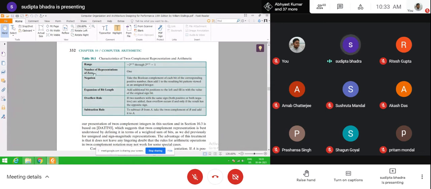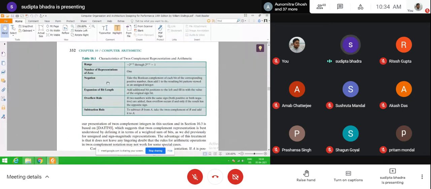Then the number of representations of 0 is 1. In sign magnitude, we have seen that there is a particular problem with 0, like minus 0 and plus 0. Sign magnitude can represent minus 0 as well as plus 0. In two's complement, this is not allowed. Here only a single representation of 0 is there.